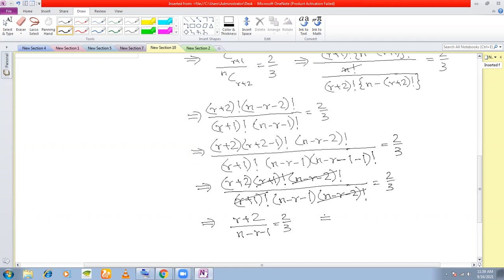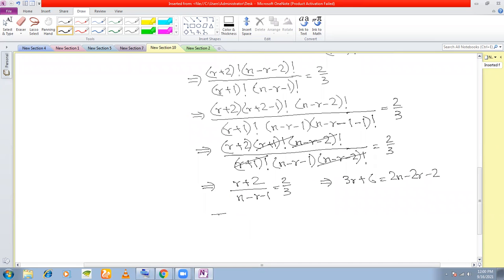Now you cross multiply. You get 3r plus 6 is equal to 2n minus 2r minus 2. Take everything on one side. You get 3r plus 2r minus 2n plus 6 plus 2 is equal to 0. So you are getting 5r minus 2n plus 8 is equal to 0. This is your equation number 2.